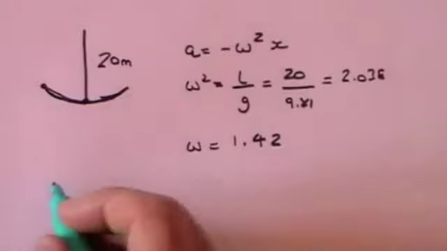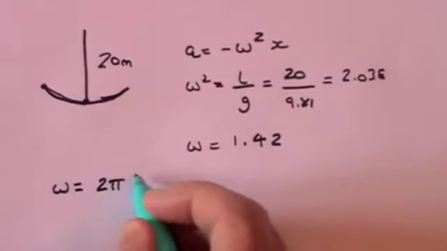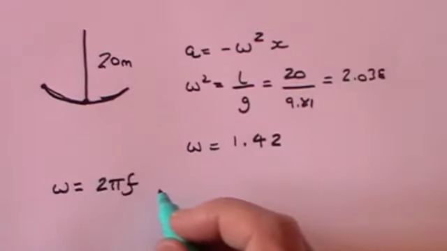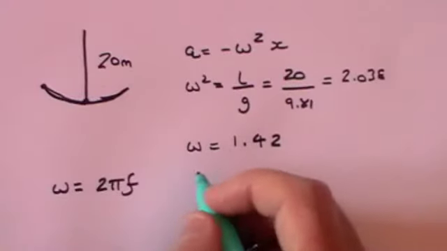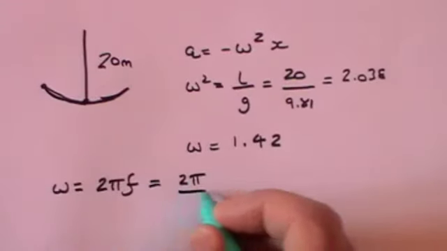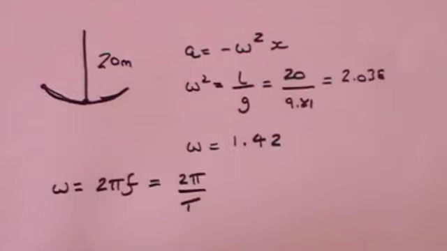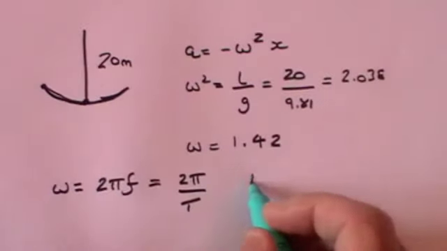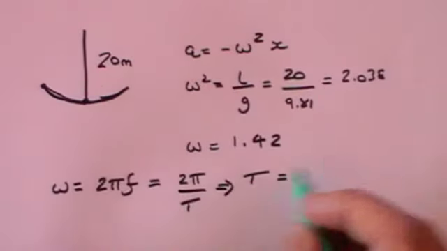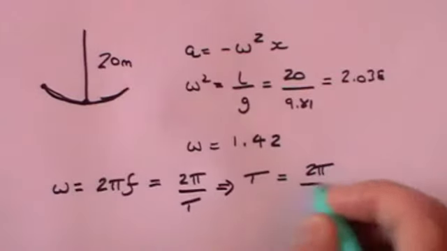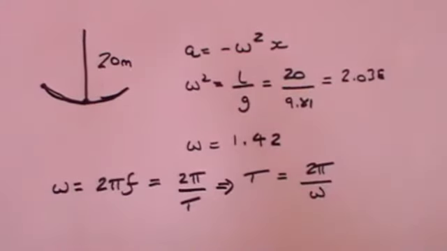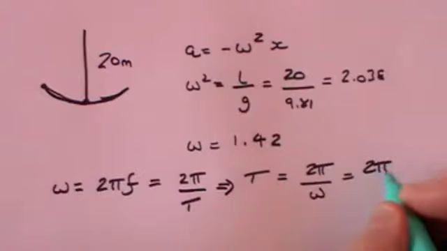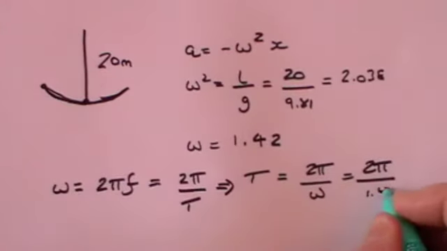But omega, of course, equals 2 pi f, times the frequency. And that's also equal to 2 pi divided by T, because the frequency is 1 over T. So now you've got that T is equal to 2 pi over omega, which is 2 pi divided by 1.42.